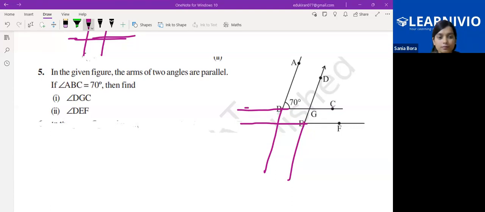Sorry, ma'am, I joined late. No issues, Hepzibah. We are doing this question. Can you do this fifth one? Try it. I'll explain it. Okay, ma'am.